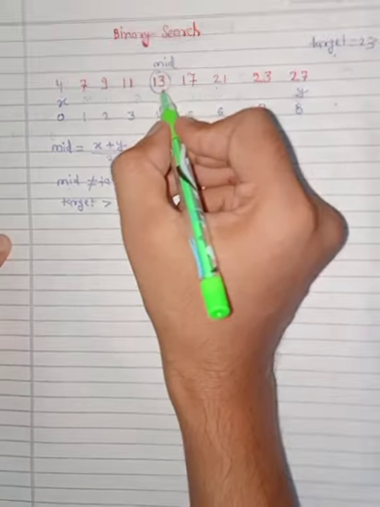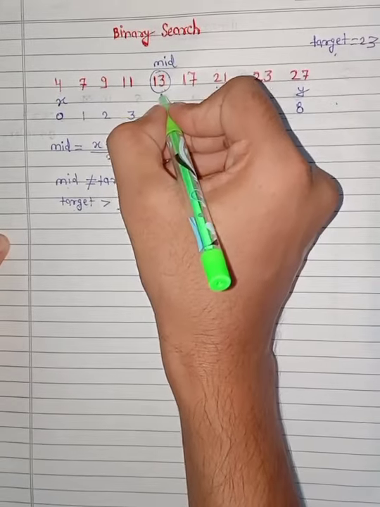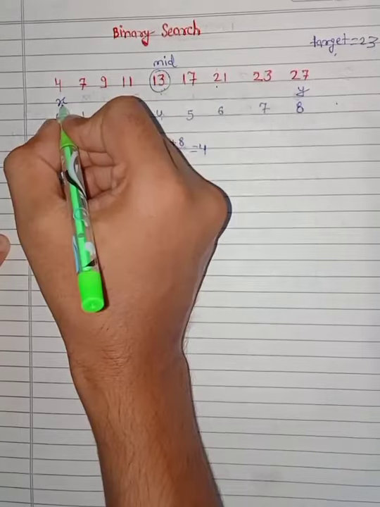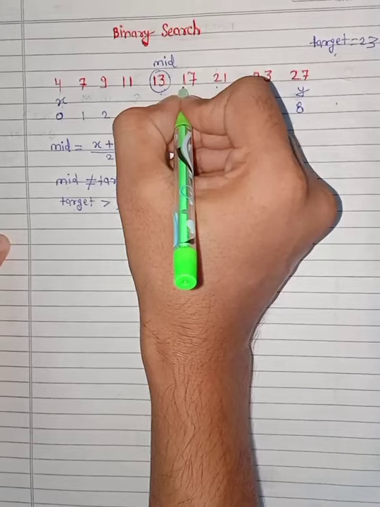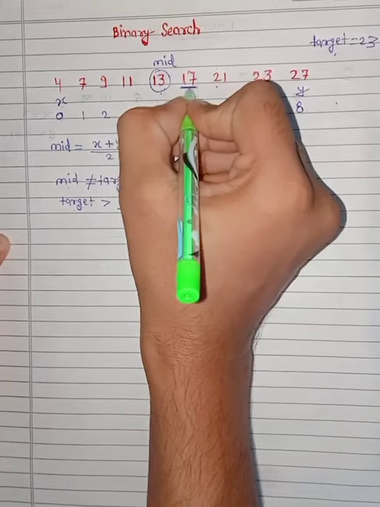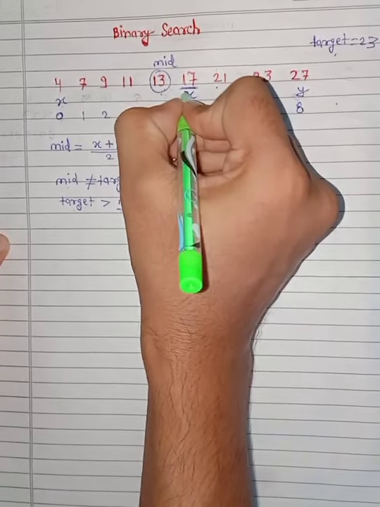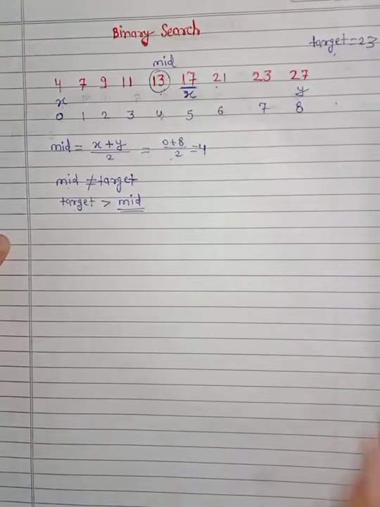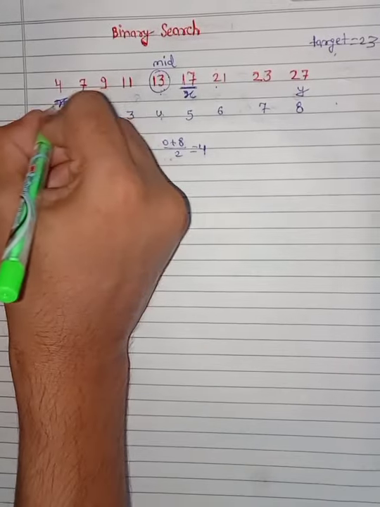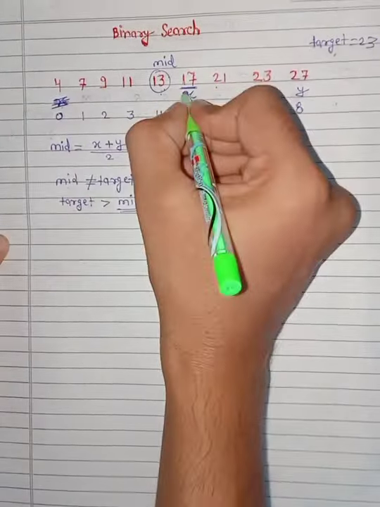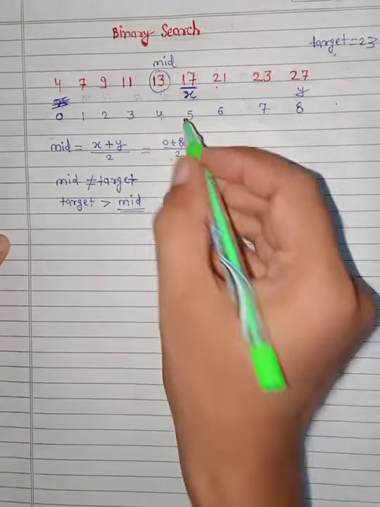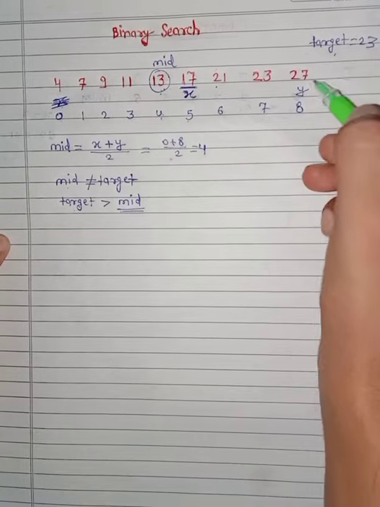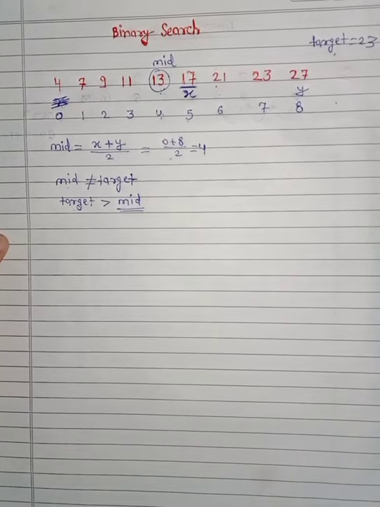So we replace the position of x with 17. So x is now denoting the element 17 at index 5, and y stays the same as it is.